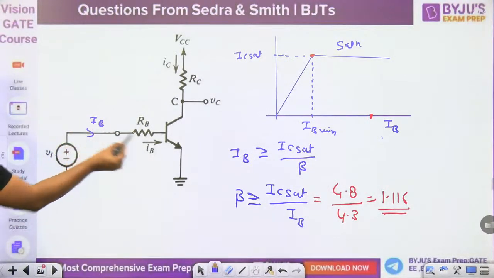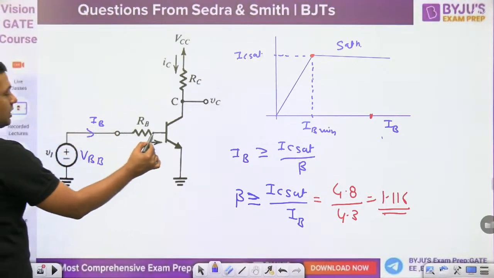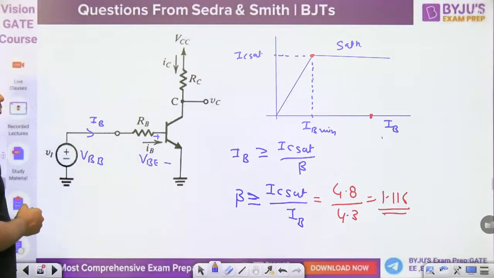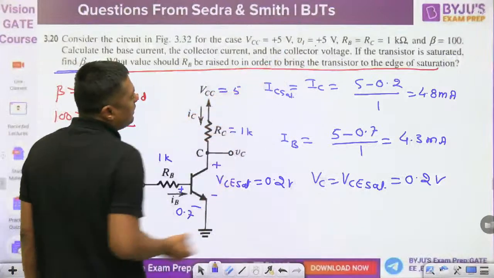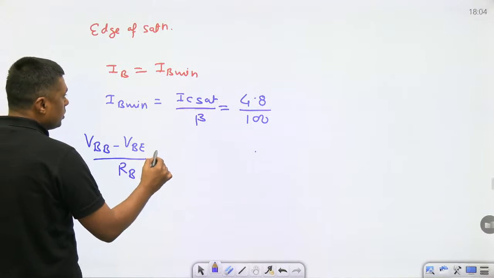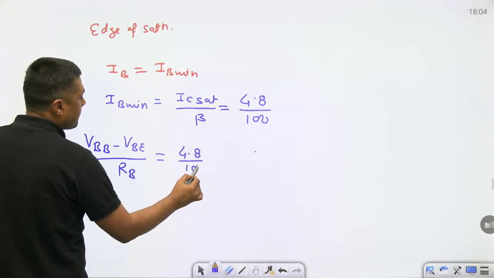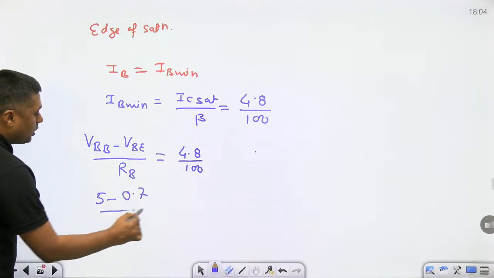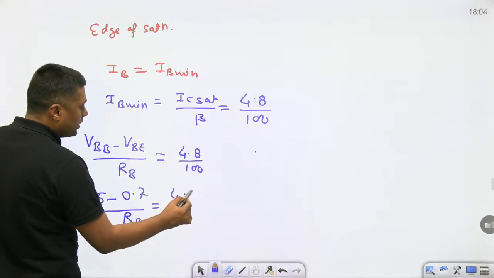VBB, this is the VI. VI is nothing but VBB. So IB is VI minus VBE upon RB. So what is the VI? It is given in the question as 5. VI is given as 5, so you can use 5 in this formula. This should be equal to what? IB minimum means 4.8 divided by 100. So this is 5 minus 0.7 upon RB should be equal to 4.8 upon 100.